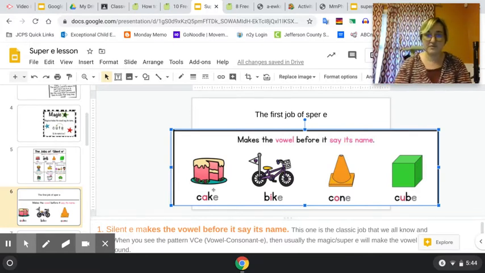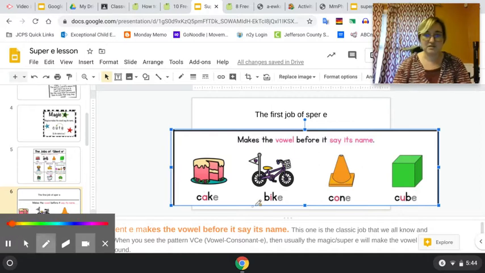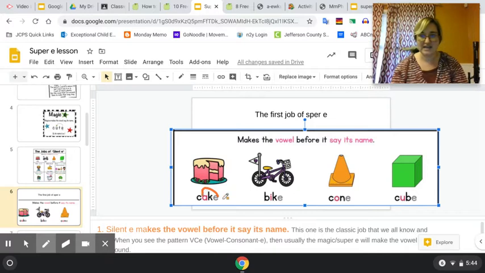So that vowel right before it says its name. So we're looking at the E. We go to the vowel before it, and it says A. Oh, there's that silent E. Look at that, I. It says I. Same thing with the cone for the O and the U with the cube. So the first job is to make that vowel say its name. Got it?